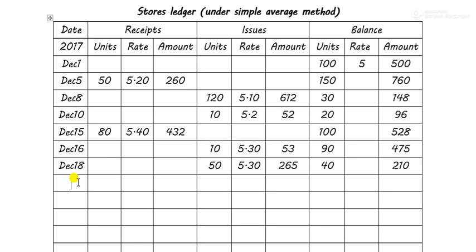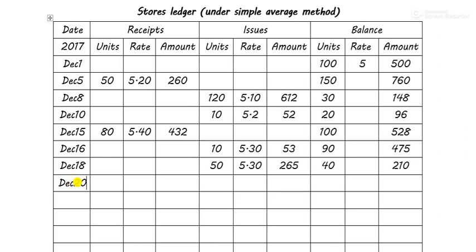On the next date, December 20, a receipt is made of 100 units and the rate is 5.60, so 560, and the balance is 140 units at an amount of 770. Now December 25th is the next date. On December 25th, an issue is made of 40 units. Now this is probably the trickiest part of the sums.